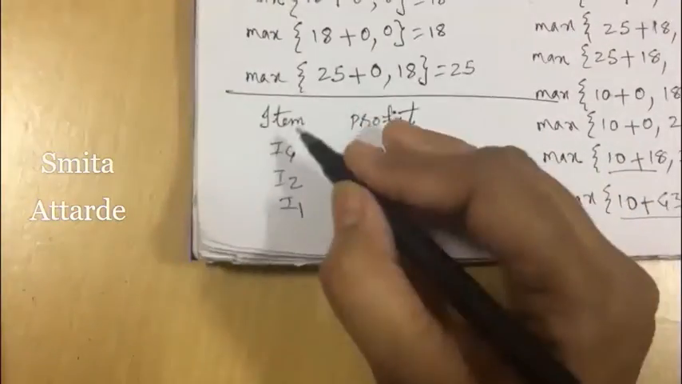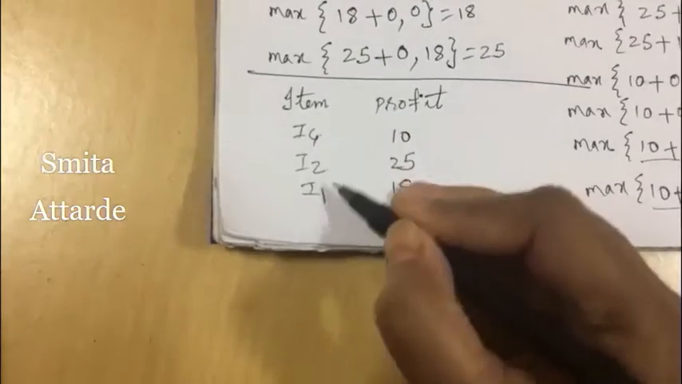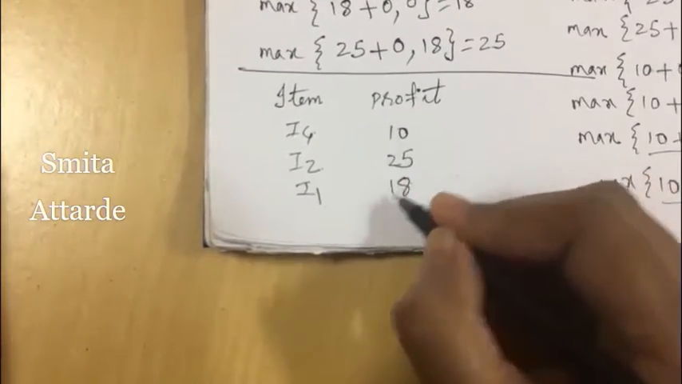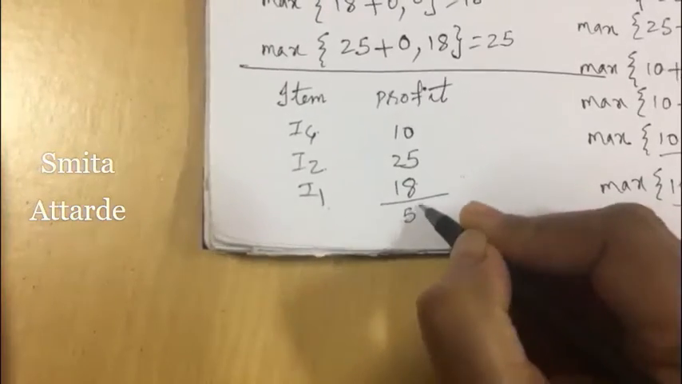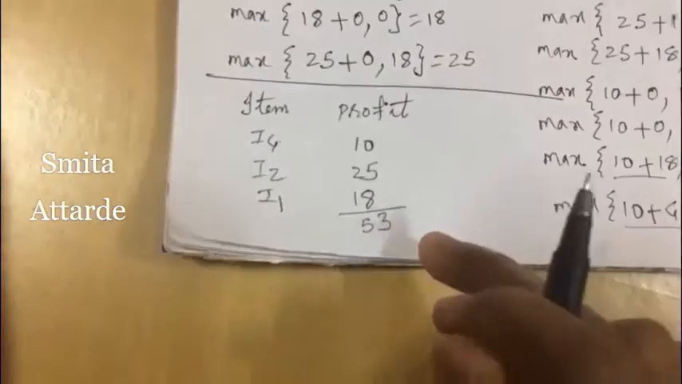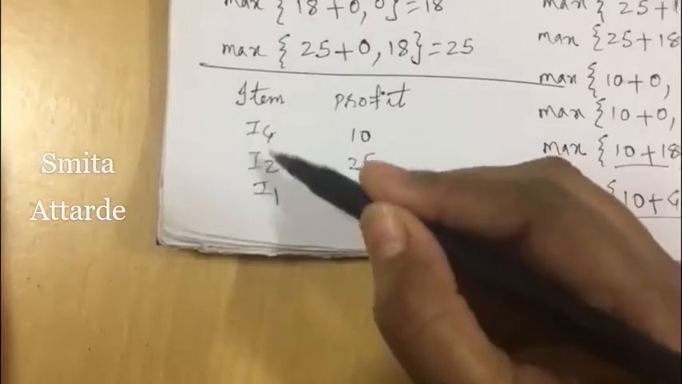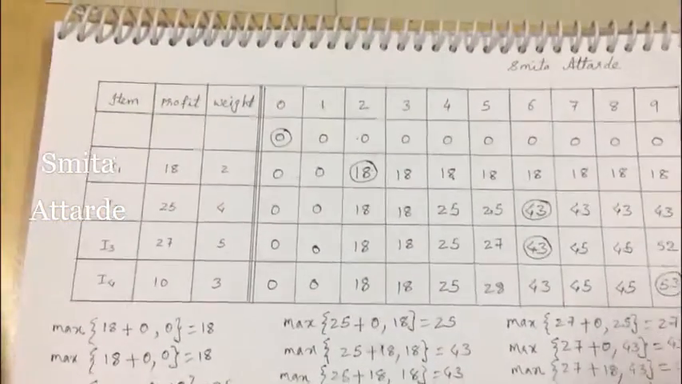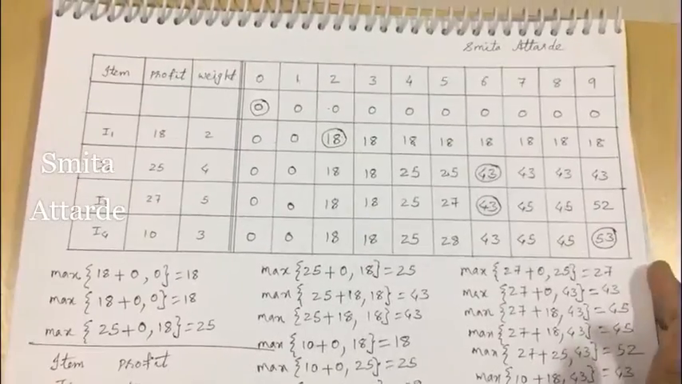So our knapsack has item number I4, I2, I1. The corresponding profit values are 10, 25, 18, which, the summation comes out to be 53, and this is our maximum profit due to these 3 items. So we have solved the 0-1 knapsack problem using dynamic programming approach. Thank you.